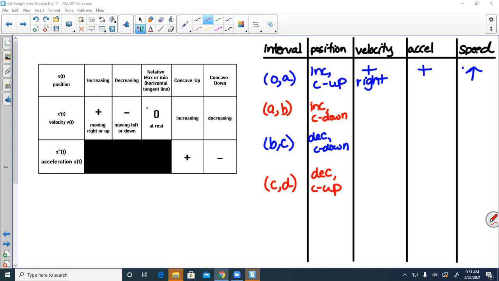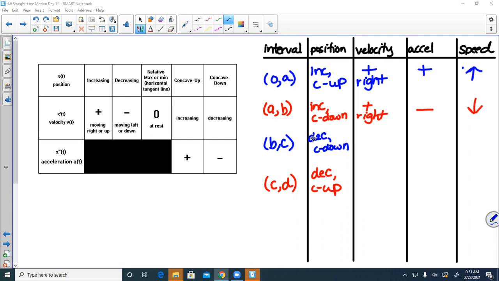Okay. For the second interval, the position function is increasing. So again, that means the velocity is positive and moving to the right, because if velocity is positive, the object is moving to the right on horizontal motion. But this time position is concave down. So when position is concave down, acceleration would be negative. And since velocity and acceleration now have opposite signs, that object would be slowing down.